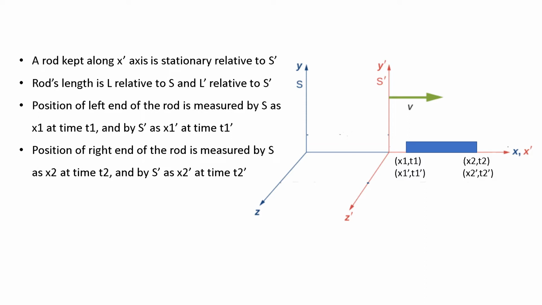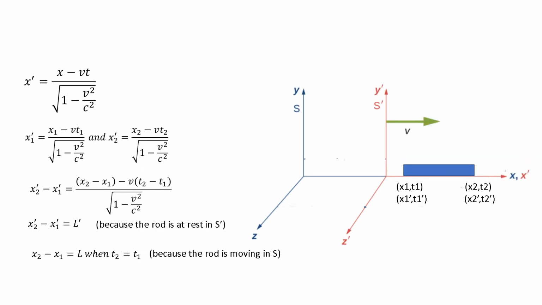The rod is at rest relative to frame S prime. Its length is L as measured by S and L prime as measured by S prime. The position of left end of the rod is measured by frame S as x1 at time t1 and by frame S prime as x1 prime at time t1 prime. The position of right end of the rod is measured by frame S as x2 at time t2 and by frame S prime as x2 prime at time t2 prime.